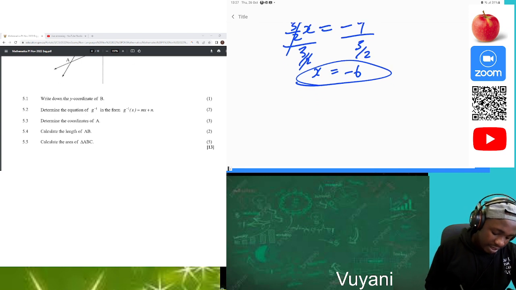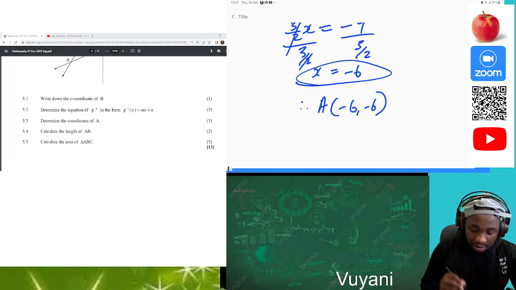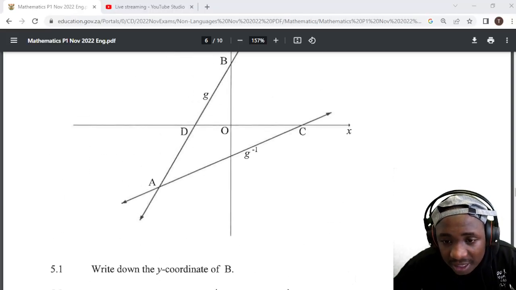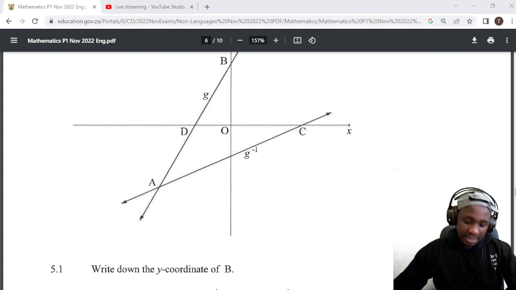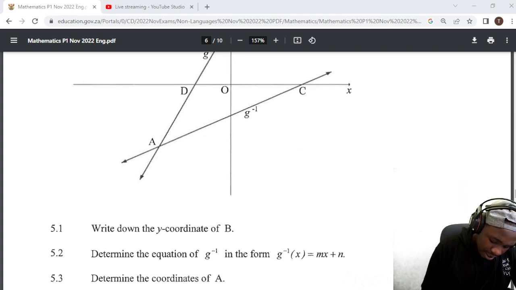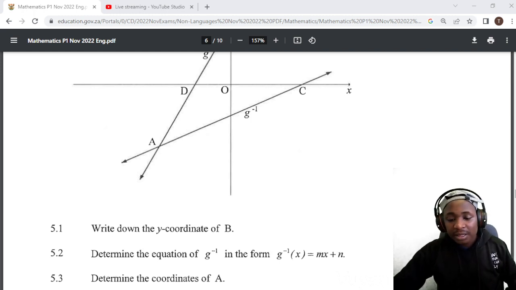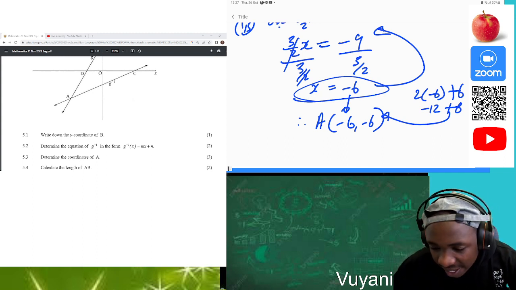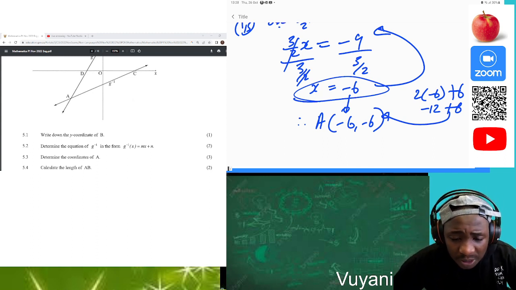Then from there we can see the coordinates of A will be (-6, -6), because we can look at the location of the function and we can see that's where the intersection is. To get the y value, we substitute this x value in one of the equations, so that can be 2 times negative 6 plus 6, that will be negative 12 plus 6, which gives us negative 6. So we got the x value, then from that we substitute the x value in either g of x or g inverse of x.